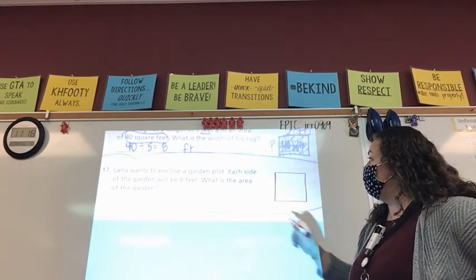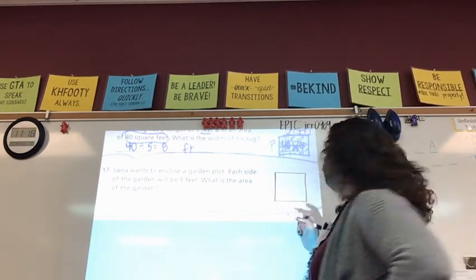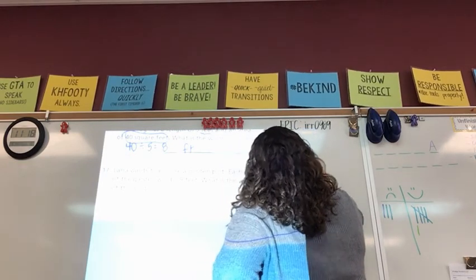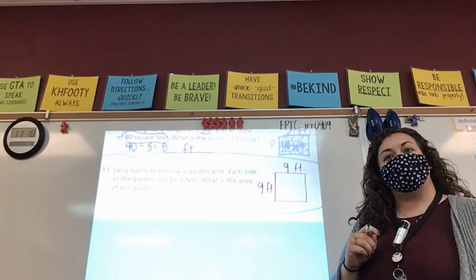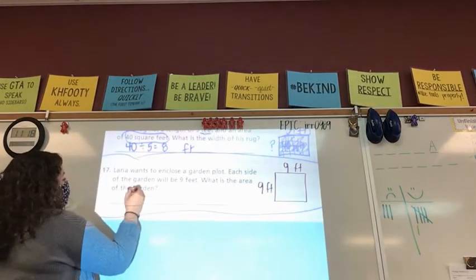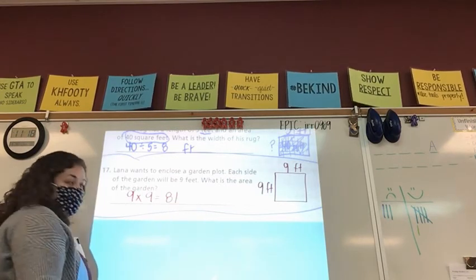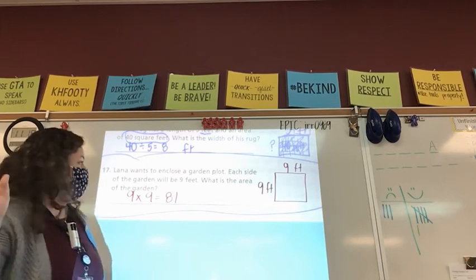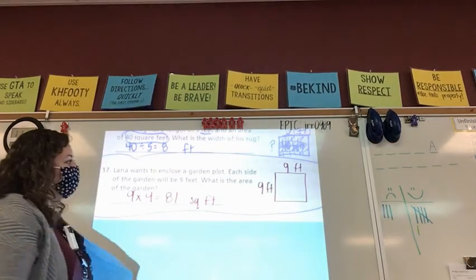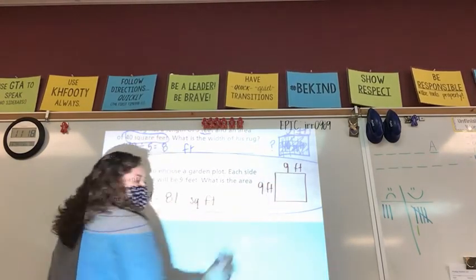Each side has 9 feet, so I'm going to write 9 feet on all 4 sides. 9 feet on this side, and 9 feet over here. 9 times 9 equals 81. And I'm all done? How did you know square feet? Since it would be the space inside, that's where my squares would go, right?